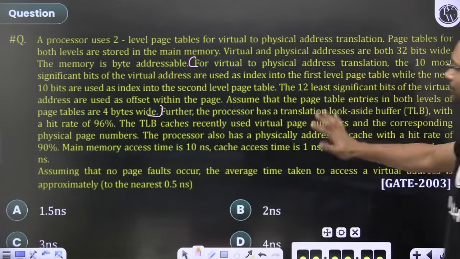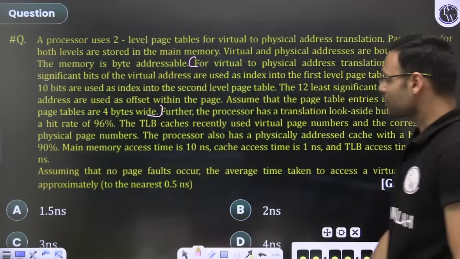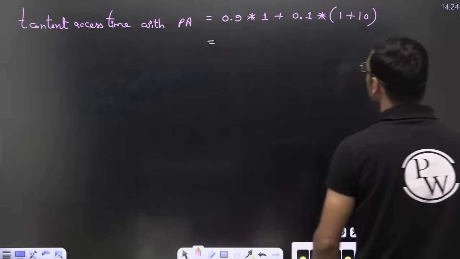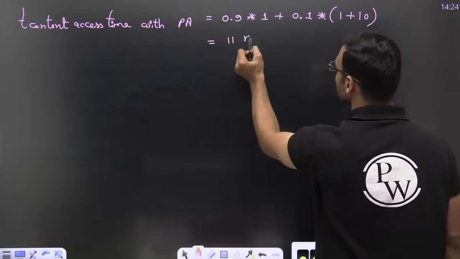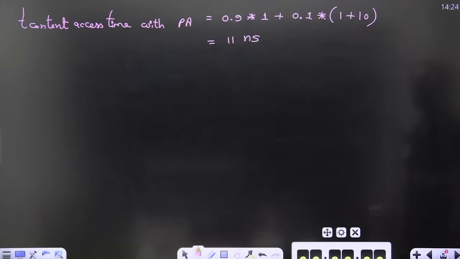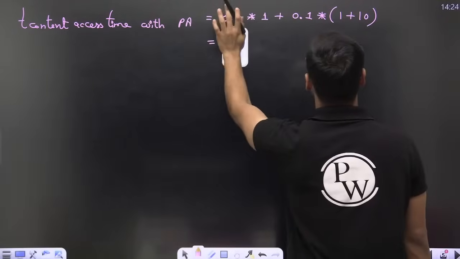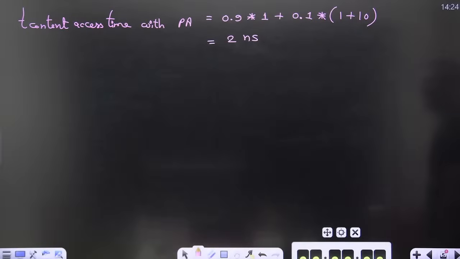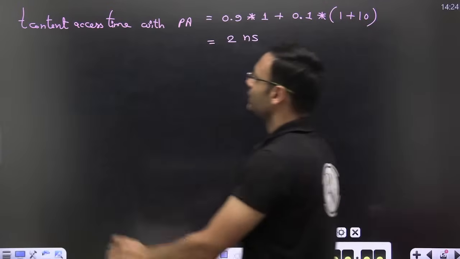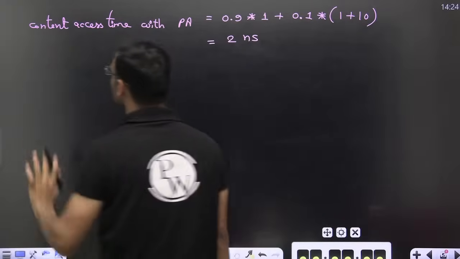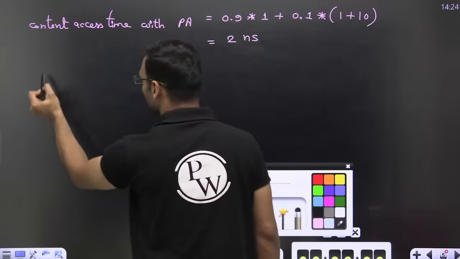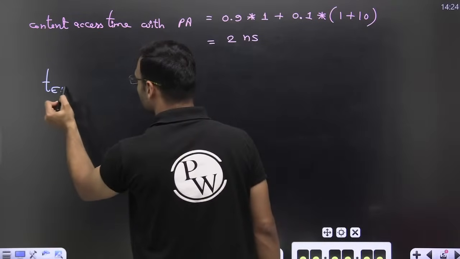So first of all, 90% hit rate of cache, main memory access time 10 nanosecond. Based on that, I am calculating 1 plus 0.1 times 10, that is 1 plus 1, 2 nanosecond. 2 nanosecond is the content access time for the physical address, TCA. Okay, fine. Now we will use the formula for average or effective memory access time.